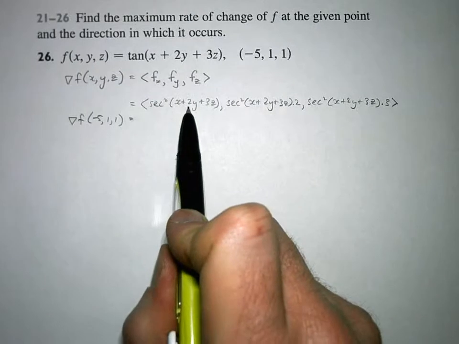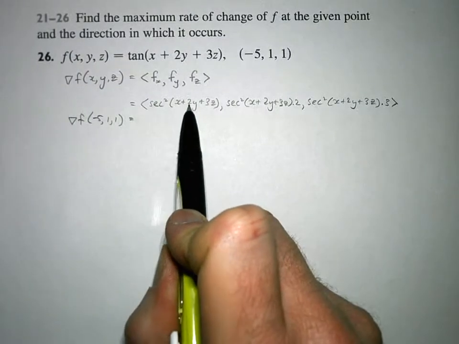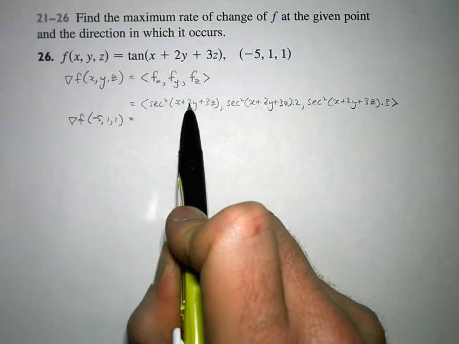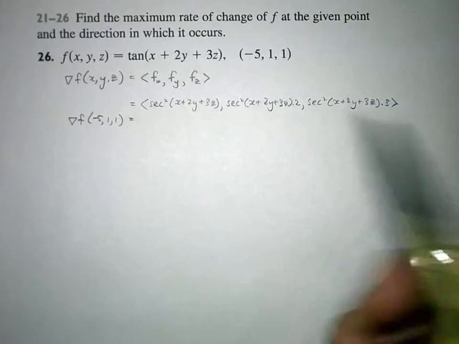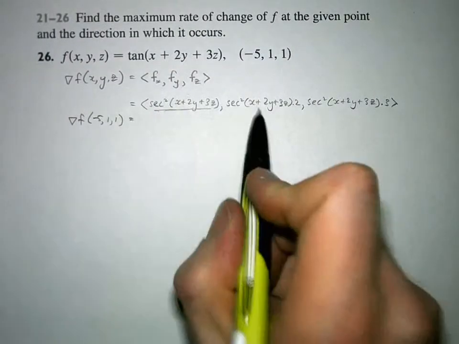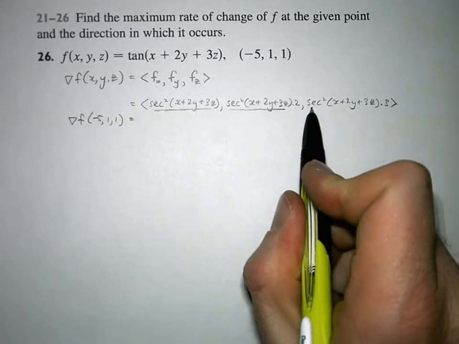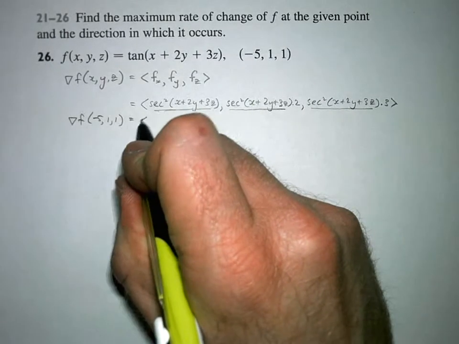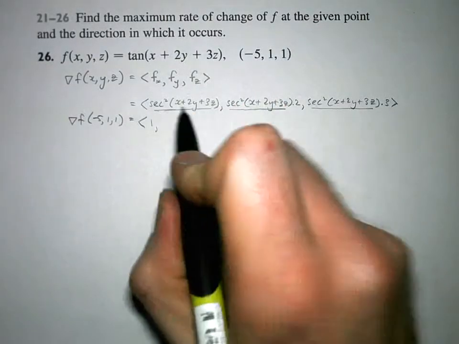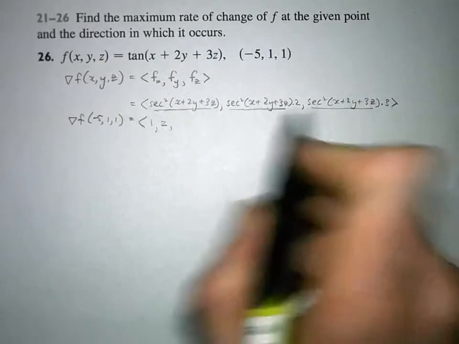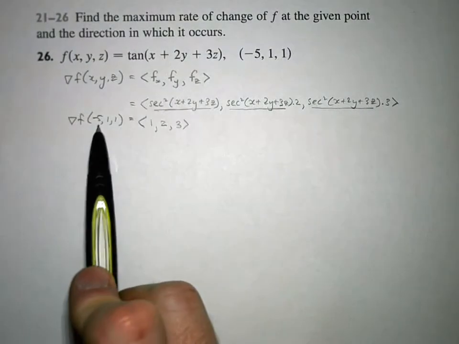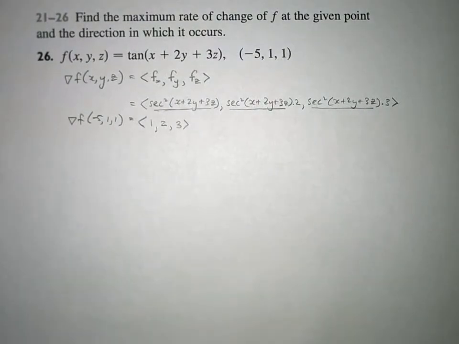And what's the sec of 0? Well, the sec of 0 is 1 over the cos of 0. Cos of 0 is 1. So sec of 0 is 1 over 1, which is 1, and we square 1 and we just get 1. So all of this here, evaluated at this point, is simply 1. And that's true for this over here, and this over here as well. So the first entry is 1 times 1, the second entry is 1 times 2, and the third entry is 1 times 3. So the gradient vector at the point (-5, 1, 1) is simply equal to (1, 2, 3).